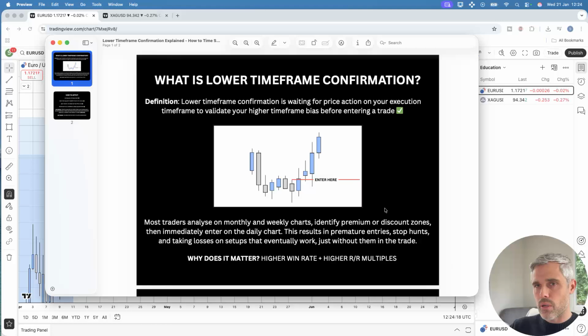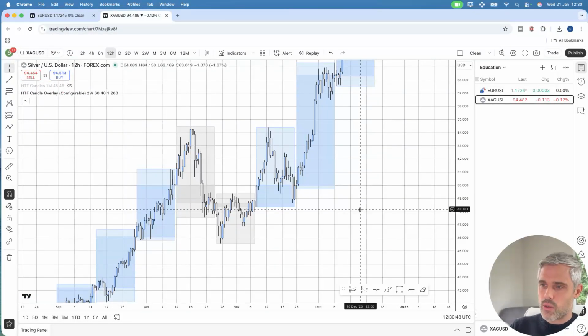And why does this matter? Because higher win rate and higher RR multiples are possible if you enter with lower time frame confirmation. So let's see how this plays out on silver.